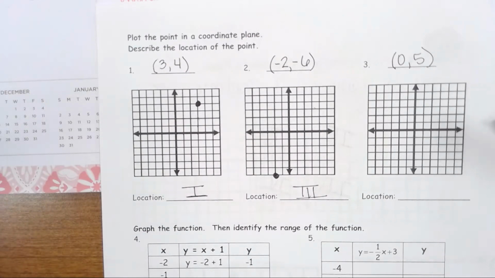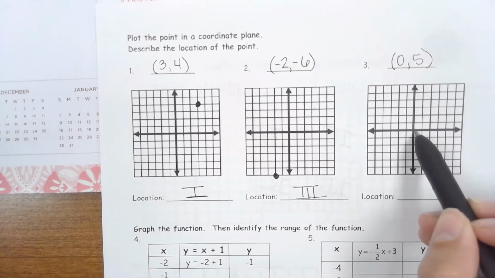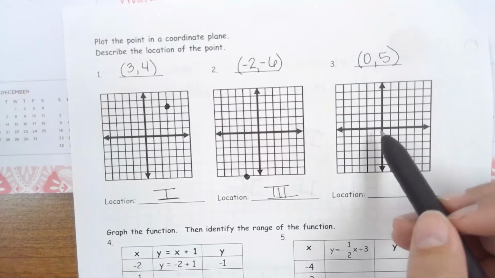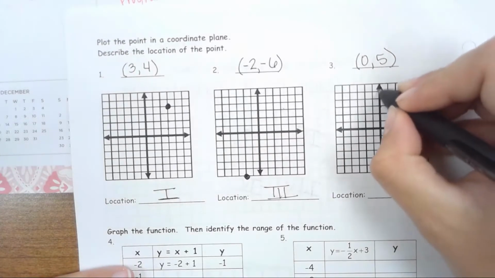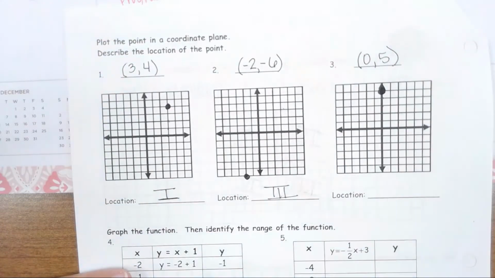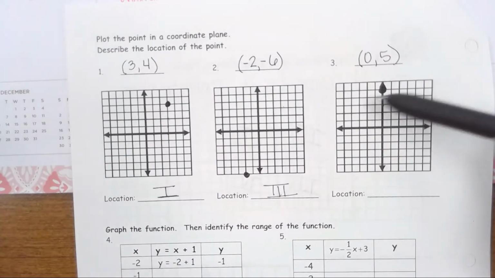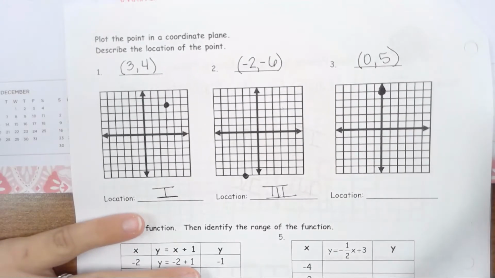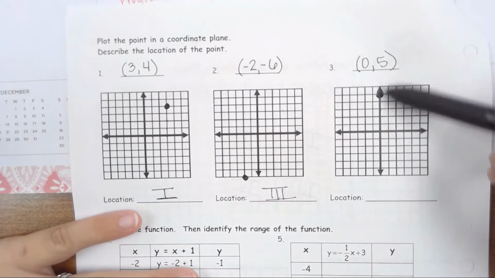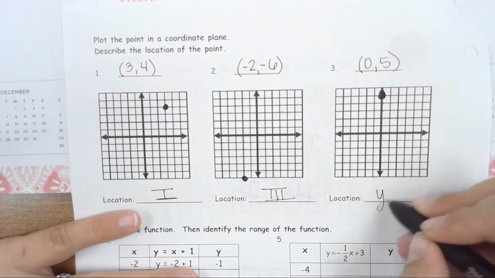And then our last one here, 0, 5. So 0 says that we're not going left and right any. 5 says that we're going to go up 5. So 1, 2, 3, 4, 5. And this is where that point is going. And notice how it's not in a specific quadrant. So if it's not in a specific quadrant, you just label it by the axis that it's on. So the axis that is a vertical line is your y-axis.